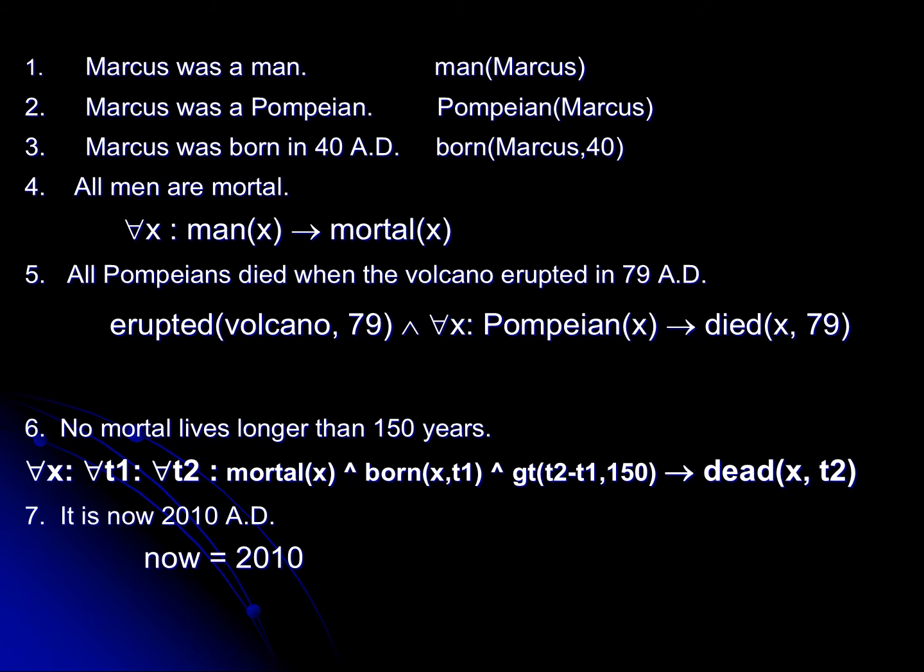That statement says volcano erupted in 79. We are avoiding that representation AD. And for every X, if X is a Pompeian, then we can conclude that X died in 79 AD. So here what we are doing is connecting volcano eruption and death of Pompeians. These two incidents are connected to convey the meaning that all Pompeians died when the volcano erupted in 79 AD. This is one way of representing the above statement.